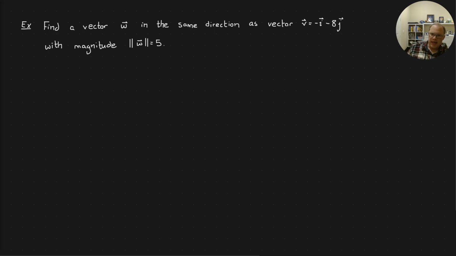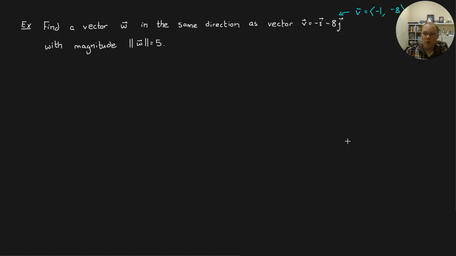Let's take a look at an example that puts together some of the ideas that we've learned. We want to find a vector w that points in the same direction as another vector v, which is negative 8i minus 8j, with magnitude 5. Vector w should have magnitude 5. Okay, so first off, this vector is in terms of the standard unit vectors, right? Remember that if we were to write this in component form, this would be negative 1, negative 8. The scalar in front of i, that's your first component. The scalar in front of j, that's your second component. Okay?